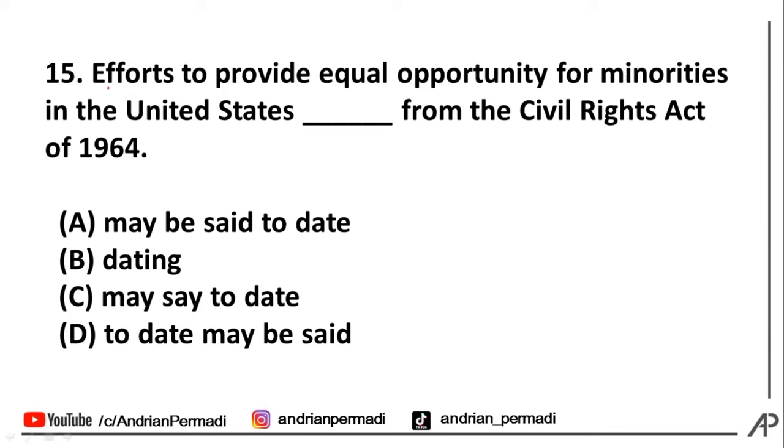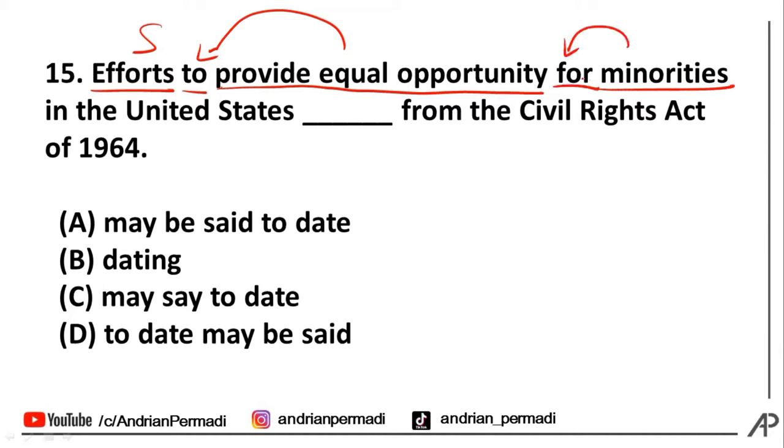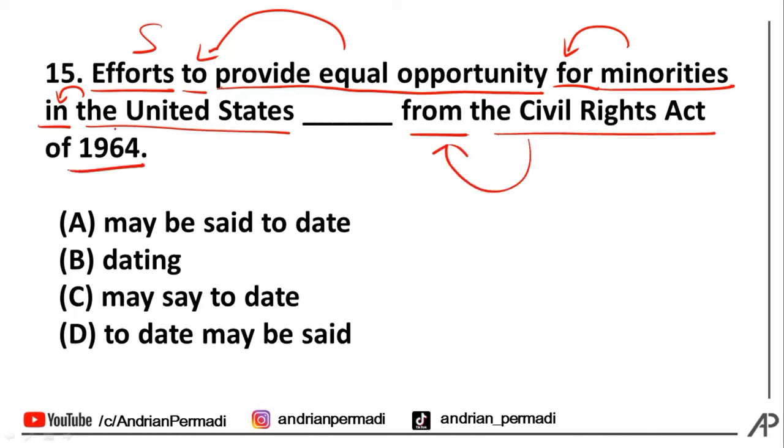In number 15, we can see that efforts is the subject. Therefore, let's try to find the verb. Provide equal opportunity here becomes the object of the preposition. Minorities, a noun, is also the object of for as the preposition. In the United States is also an object of in. From the Civil Rights Act, these are also objects of from. 1964. Therefore, we need to find a verb for the subject efforts.